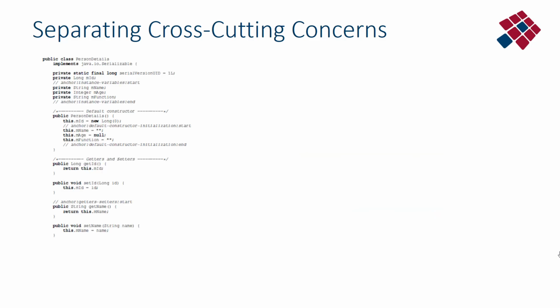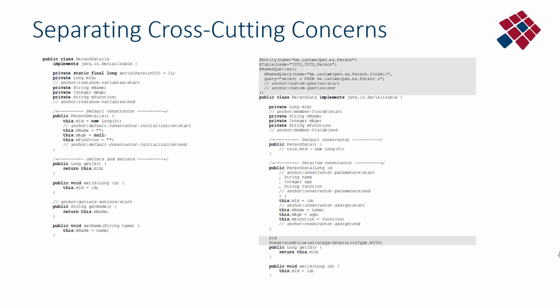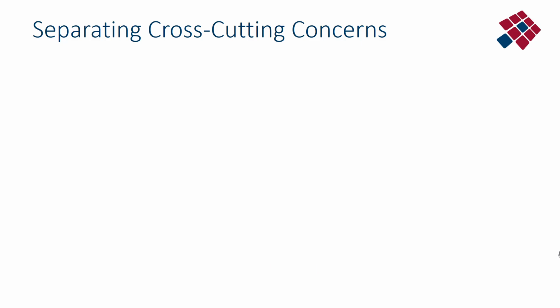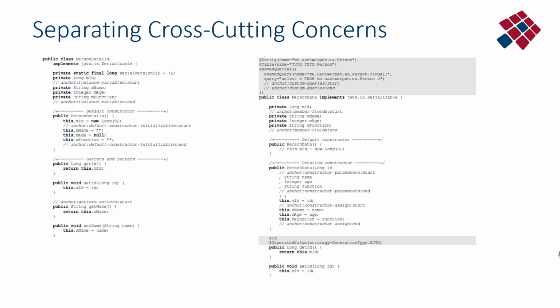Now, in general, how does that look like? Well, for instance, here on the left-hand side, you have a person details class just containing the data attributes of a person, like a name and an age and a function. And then at the right-hand side, you have a couple of lines of annotations tapping into the persistency framework of the Java Persistency API.